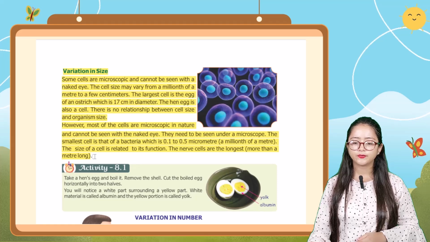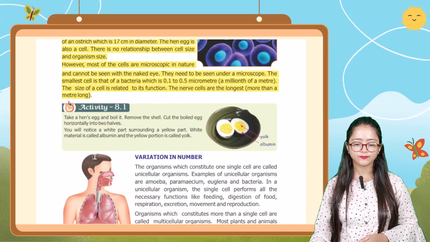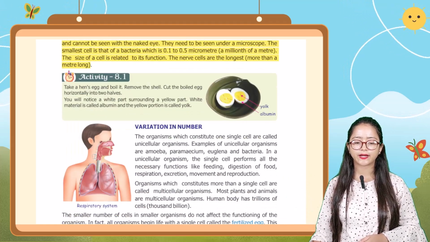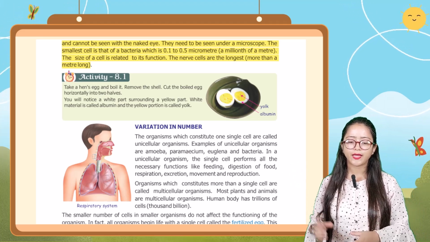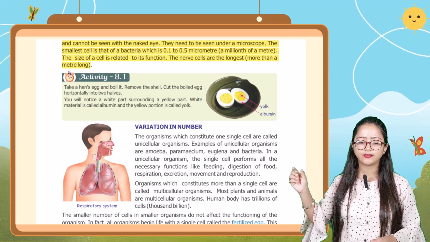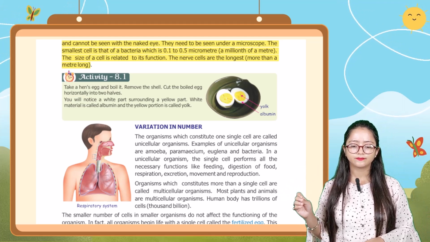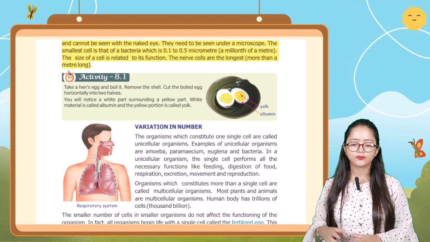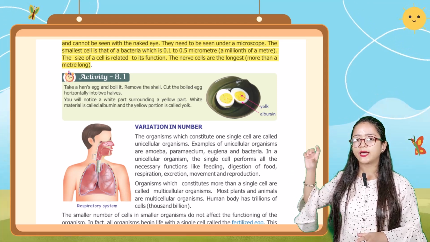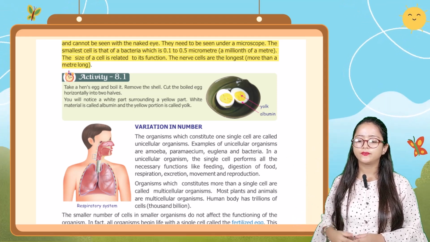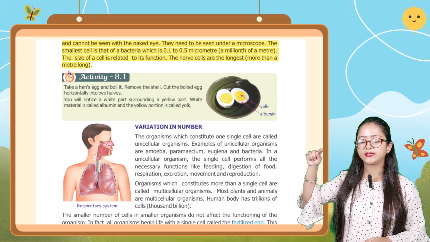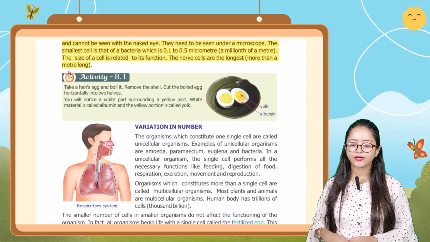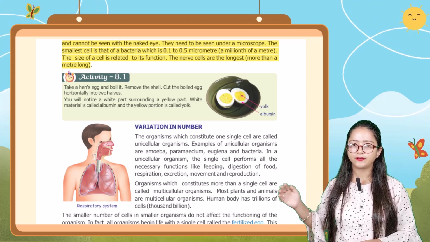Here you can see the picture of a cell. Now before moving further, there is activity 8.1, in which you have to study the egg of a hen, where you can see the yolk of the egg and also the white part, that is the albumin.